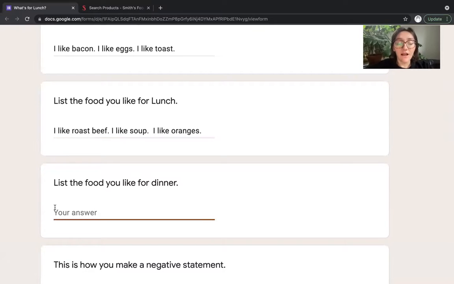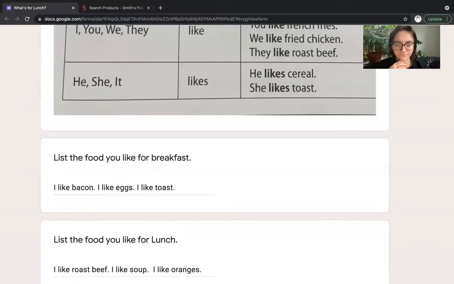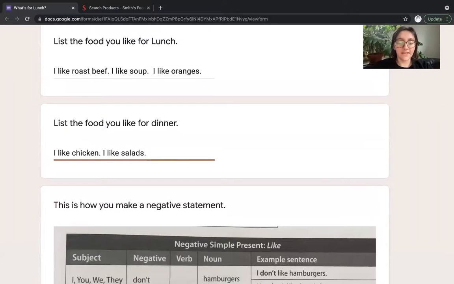And the food I like for dinner. I like chicken for dinner. I like salads for dinner. I can go on and on. But remember that if we use third person singular, he, she, right? I would say, she likes roast beef for dinner. She likes pasta. He likes pasta for dinner.